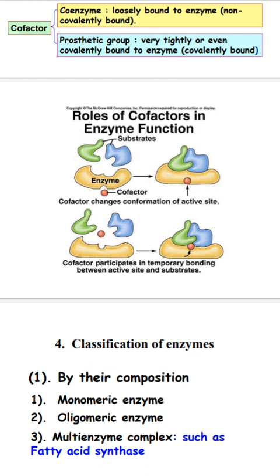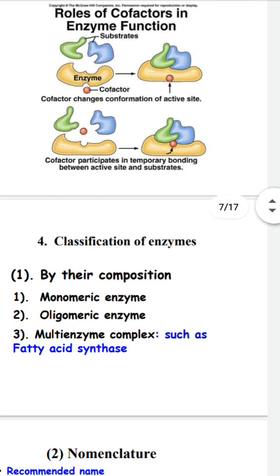We see that if the enzyme and substrate are both attached to each other, then the product is formed, which is called the enzyme-substrate complex. And the cofactor changes the conformation of the active site, and the cofactor participates in temporary bonding between the active site and the substrate site. It means the cofactor participates in temporary bonding with the active site of an enzyme, or we can say the substrate site of an enzyme.